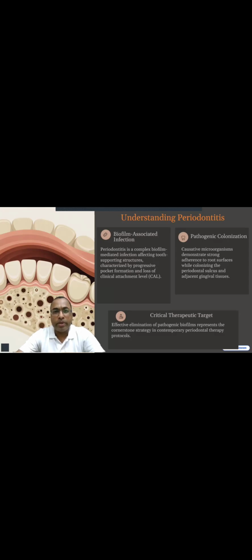Periodontitis is a complex biofilm-mediated infection affecting tooth supporting structures. It's characterized by progressive pocket formation and attachment loss. The microorganisms responsible are majorly gram-negative anaerobic bacteria, which adhere strongly to the root surface and also to the adjoining periodontal sulcus, and some bacteria invade the adjacent gingival tissues. Now, the effective elimination of pathologic biofilms represents the cornerstone strategy in contemporary periodontal therapy protocols.